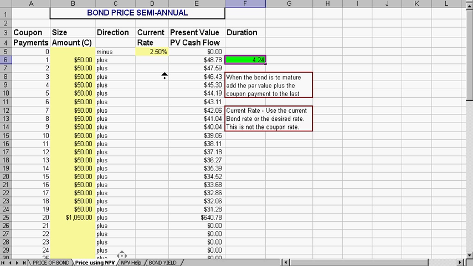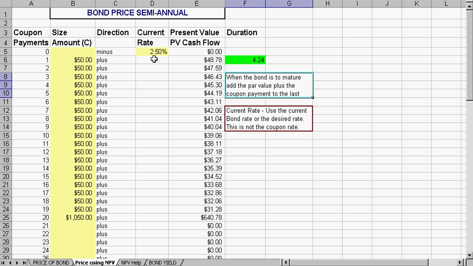Okay, now we have NPV. This is more of a manual way of doing it, but many people still like it, including myself, because you can really work with the figures. We need to calculate, once again, the payments and cut them in half. When the bond is to mature, add the par value plus the coupon payment to the last year. For the current rate, use the current bond rate or the desired rate, not the coupon rate. That's a common mistake people make.